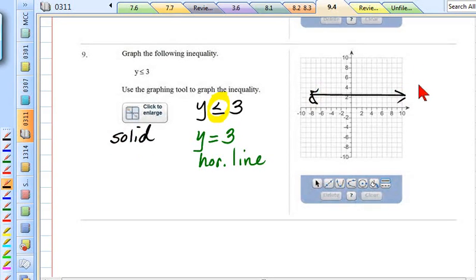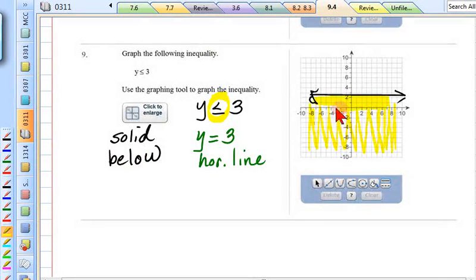Since it is a horizontal line, can I be talking about above and below it? Yes, that's appropriate. The symbol says less than or equal to. So is it above or below? Below. So I will shade below that horizontal line. Every point in the yellow region has as its y coordinate a number that is less than or equal to 3.